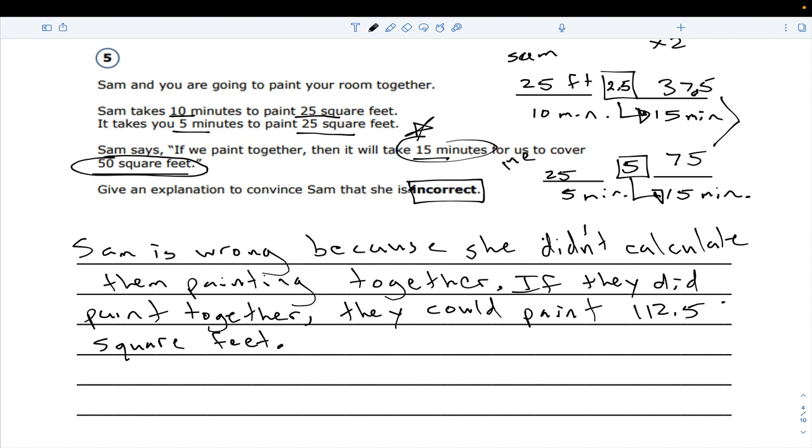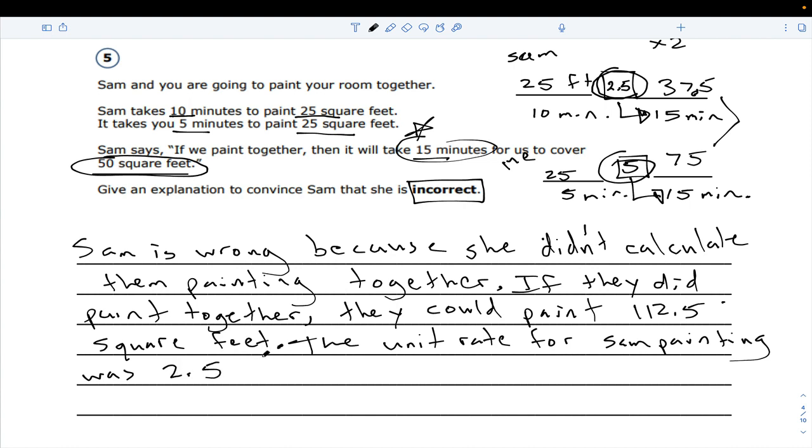Now we're going to explain why she is incorrect. We did this up here, but we want to prove the point that I am correct and not Sam. What language could I use in my response that shows my thinking? What vocabulary from 7th grade was used for this box number? I could use unit rate. So I could say the unit rate for Sam painting was 2.5 feet per minute.